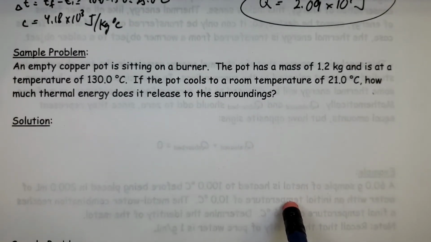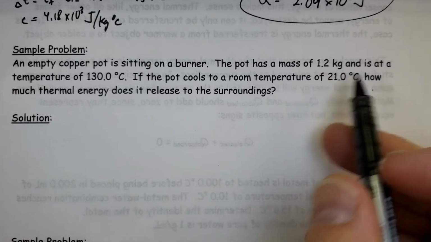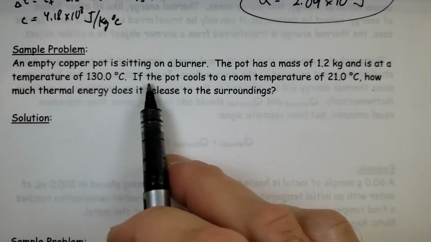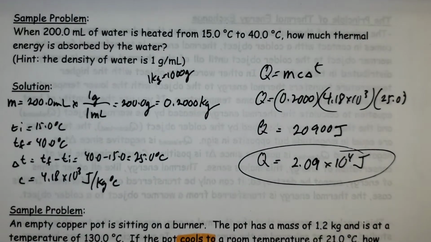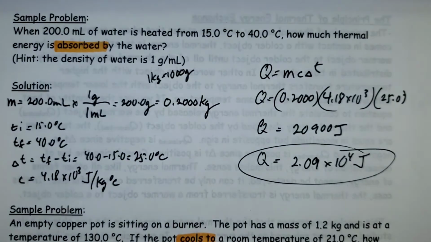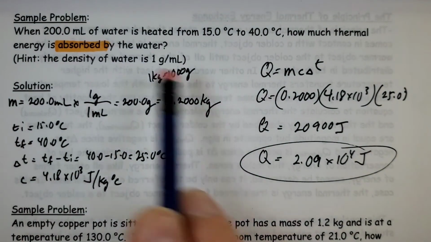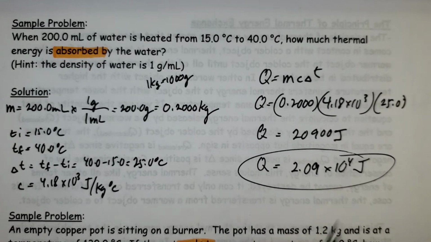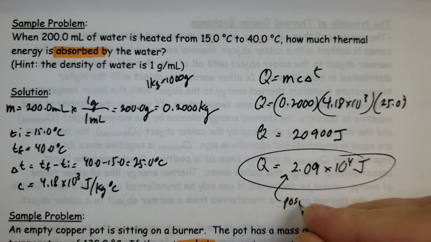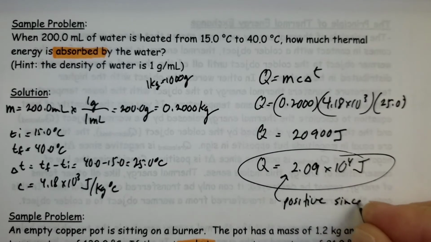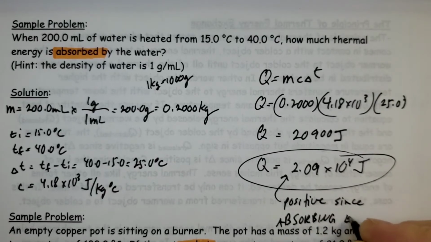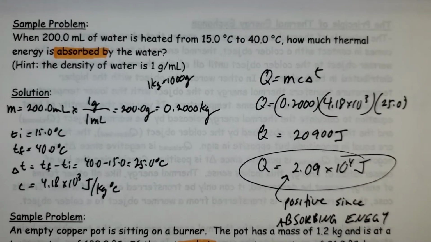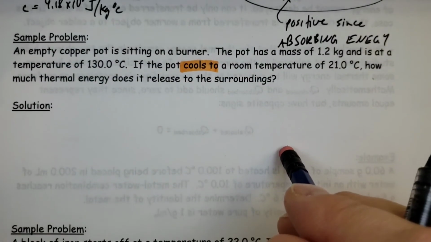An empty copper pot is sitting on a burner. The pot has a mass of 1.2 kgs and is at a temperature of 130. The pot cools to a room temperature of 21 degrees C. So you can see there we're releasing energy, whereas here we're absorbing it. So that's a key thing to note. Here you get a positive number, right? Maybe we should put that. Positive, since absorbing. Whereas this next one, we're going to get a negative answer.